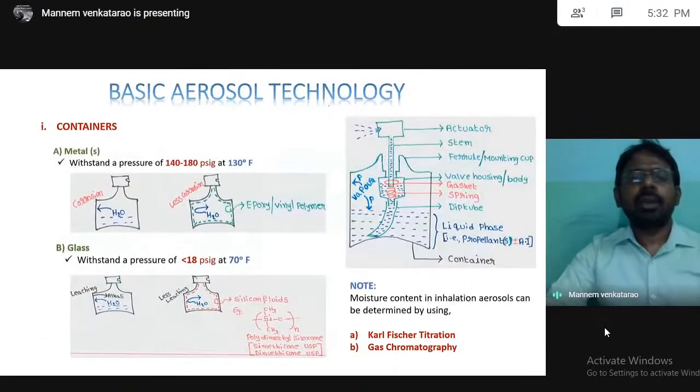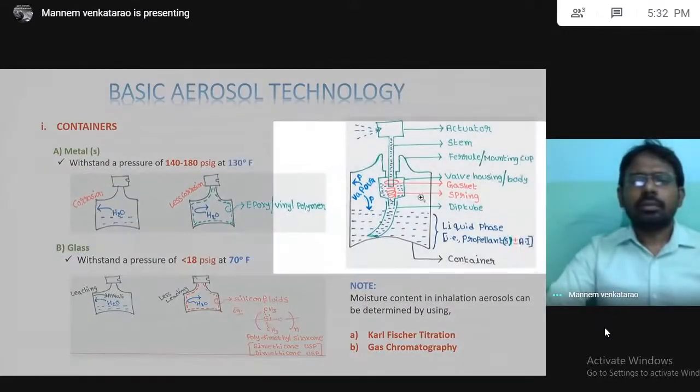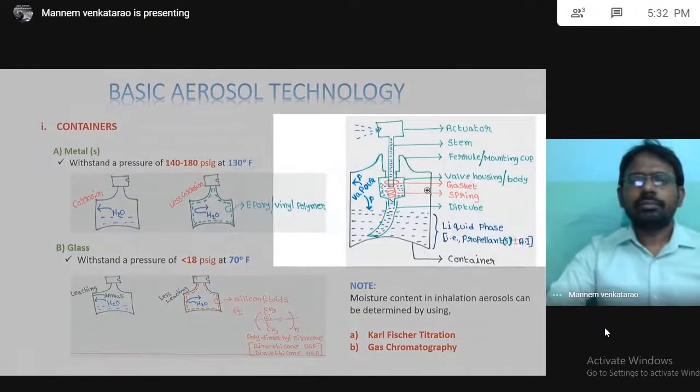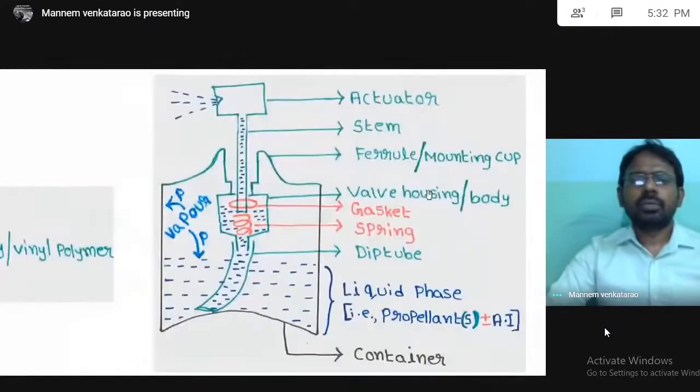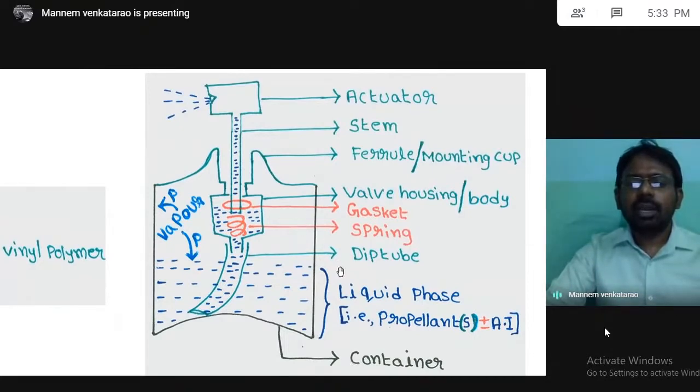Next, the second heading is basic aerosol technology. What are the basic components present in an aerosol system? Basic aerosol technology means the basic components required to construct the aerosol system. Which are the minimum components required? One is the container. Without a container, we can't design the aerosol system. Second component, liquid phase.